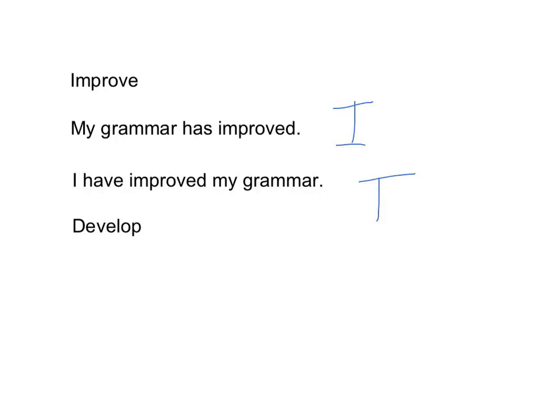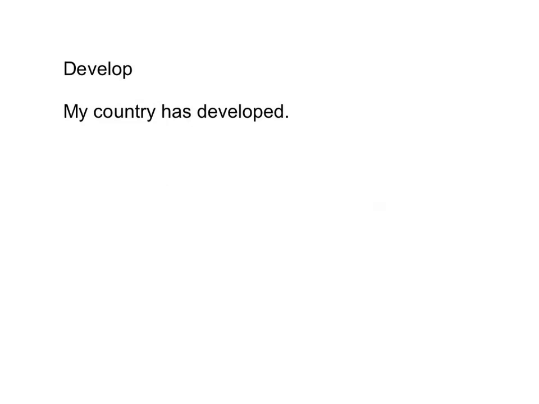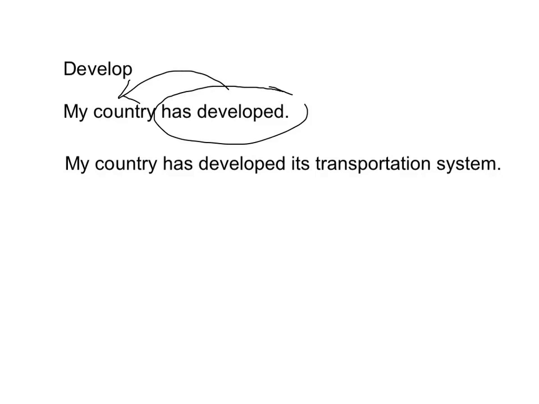Can you think about how you could use the verb develop when talking about your country? Can you think of any specific examples of sentences? Okay, so you might have said, my country has developed, and in this case, has developed is the verb linking to my country. But you might have been more specific and said, my country has developed its transportation system.